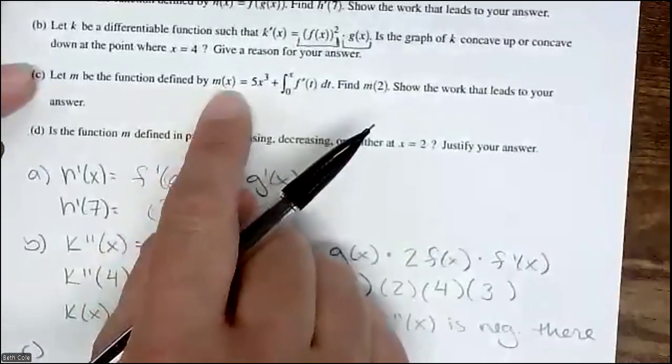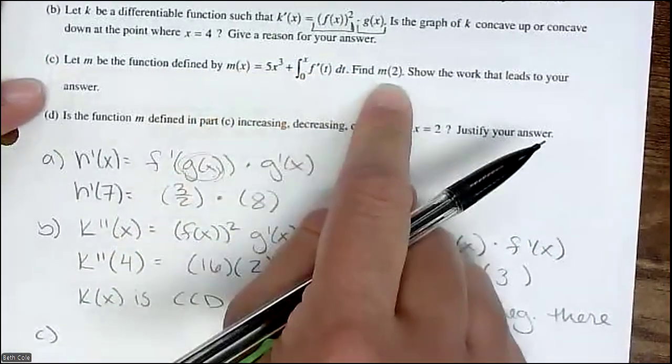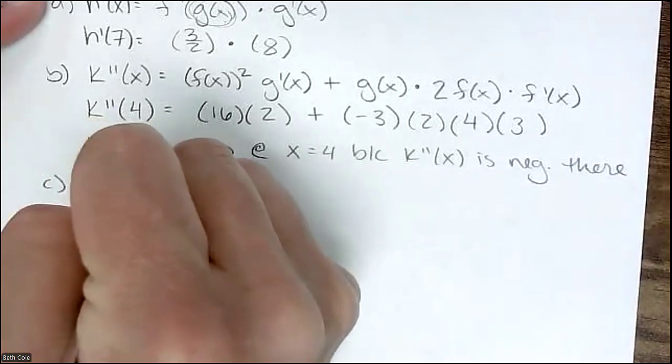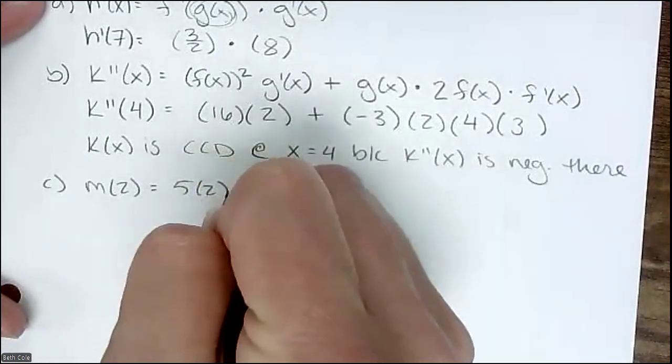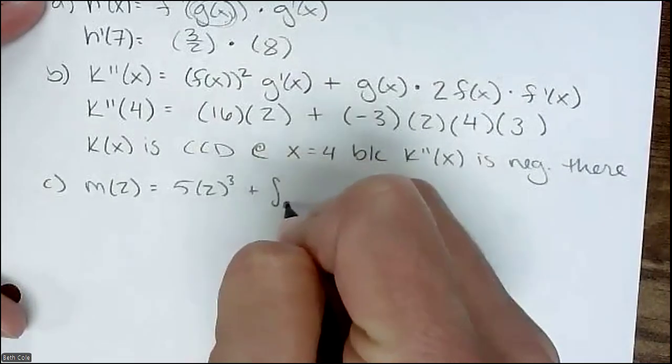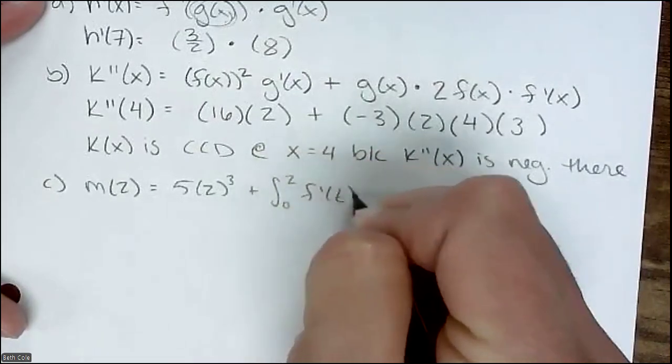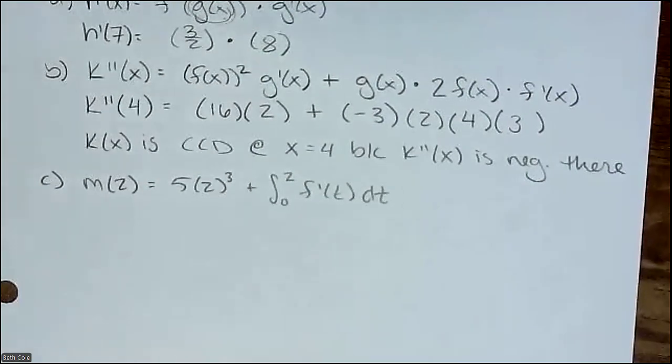Part C, now they give you a new function. M of x is this thing. Find m of 2. All right, cool. We're going to plug 2 into that function. So that would be 5 times 2 cubed plus the integral from 0 to 2 of all of that. That's not going to be worth a point yet because we didn't really do anything. I just took 2 and plugged it in. Are you all with me so far?